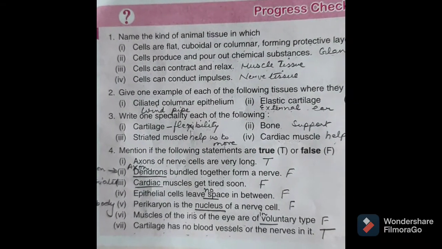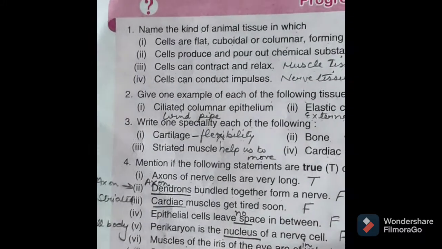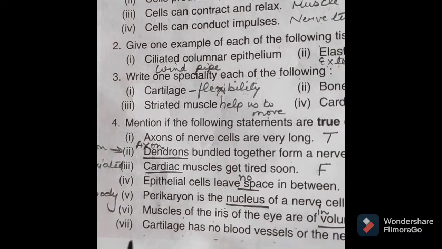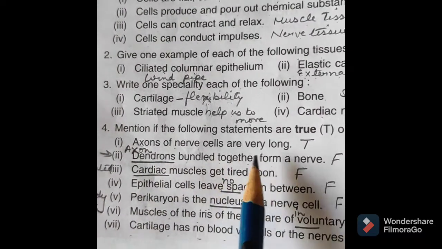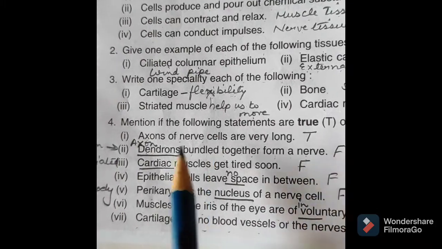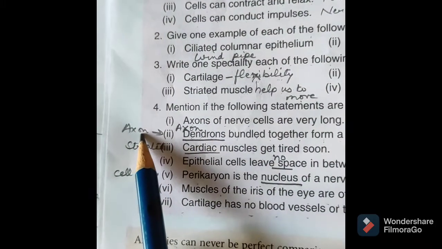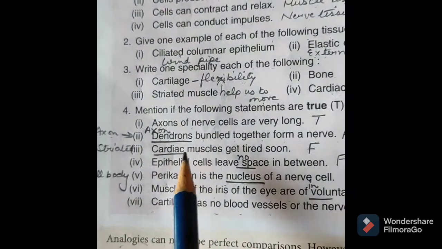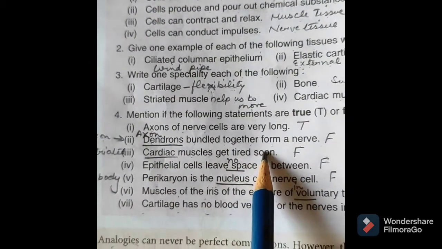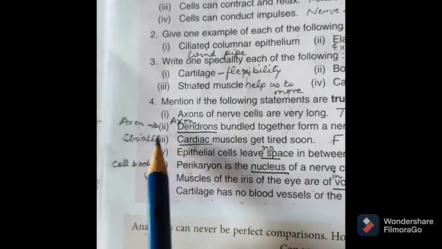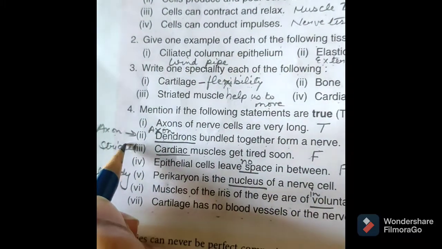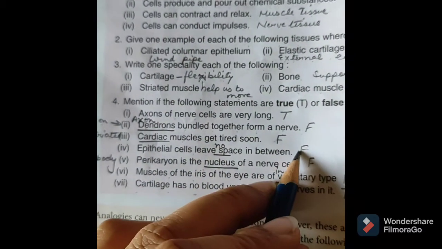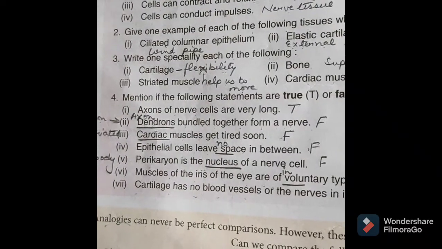Mention if the following statements are true or false. So first, axons of nerve cells are very long. This is true. Dendrons bundled together form a nerve. False. Instead of dendron, write axon. Axon bundled together making a nerve. Cardiac muscle get tired soon. This is wrong. Striated muscles, they get tired. Epithelial cells have space in between. This is also false. They don't have any space.